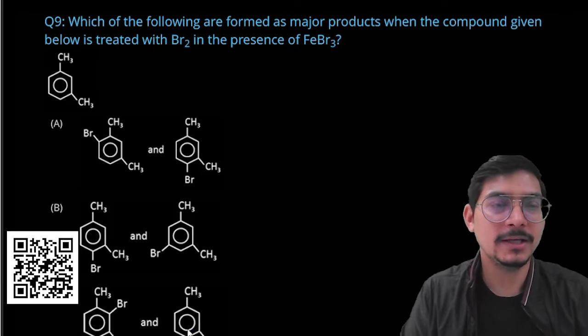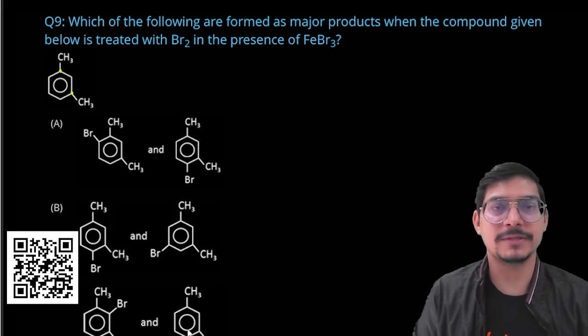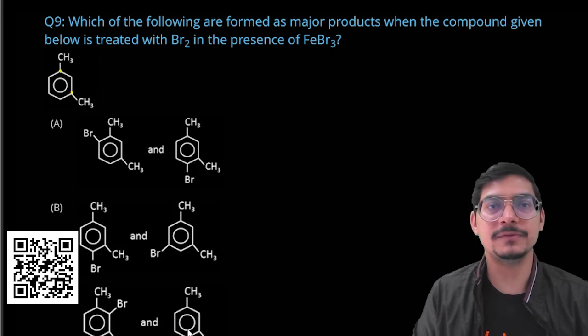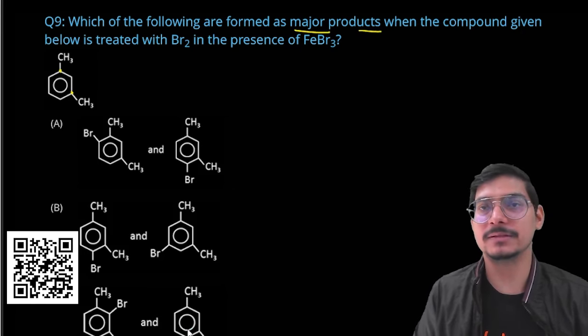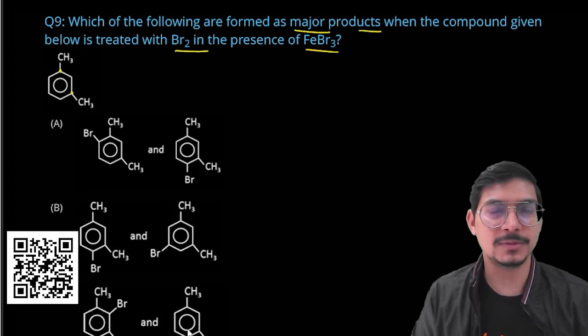Hi everyone. In this question, we are given a molecule which is 1,3-dimethylbenzene, also known as metaxylene. And the question is, which of the following are formed as major products when this compound is treated with bromine in the presence of FeBr3, which is a Lewis acid catalyst?